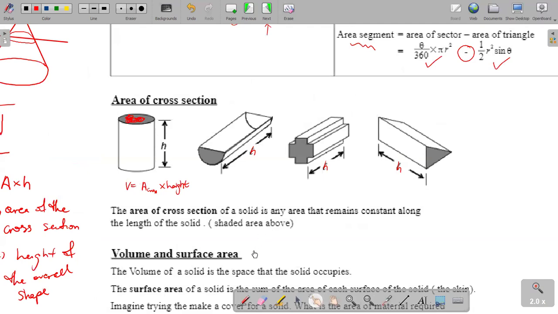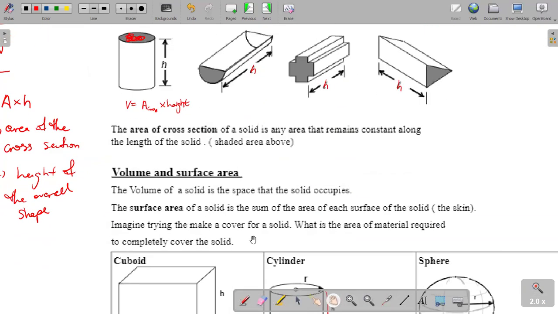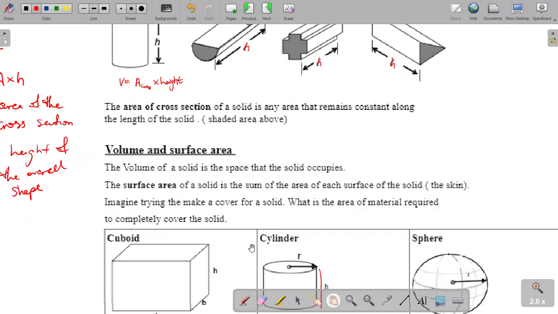Now, what has happened recently is this concept called surface area. Have you done surface area before? All I need you to know is yes or no. Surface area.